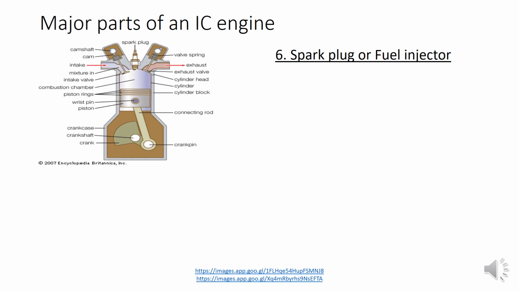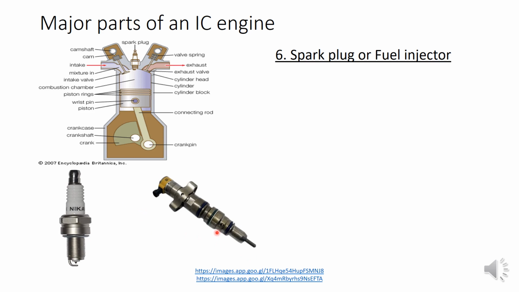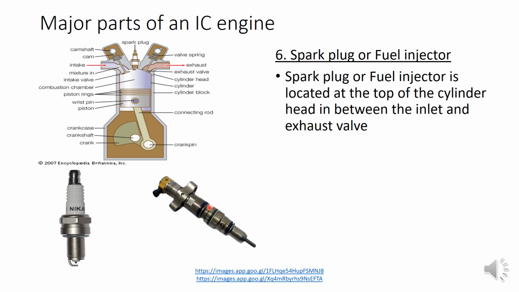And finally we have a part which is the spark plug. This is here at the middle of the IC engine at the top, or it may be a fuel injector also. We will see what is the role of this spark plug or fuel injector. This is a spark plug, the actual diagram of a spark plug, and this is a fuel injector. Even though they are somewhat similar, they have entirely different functions. Spark plug has one function, fuel injector executes some other function. So let's see what that is.